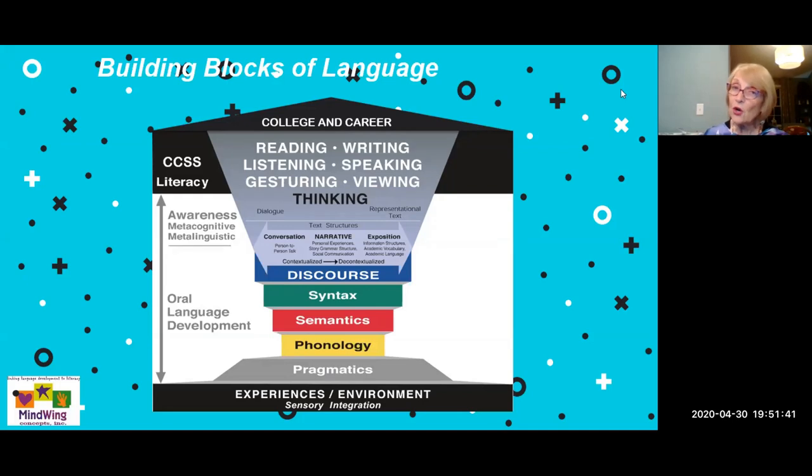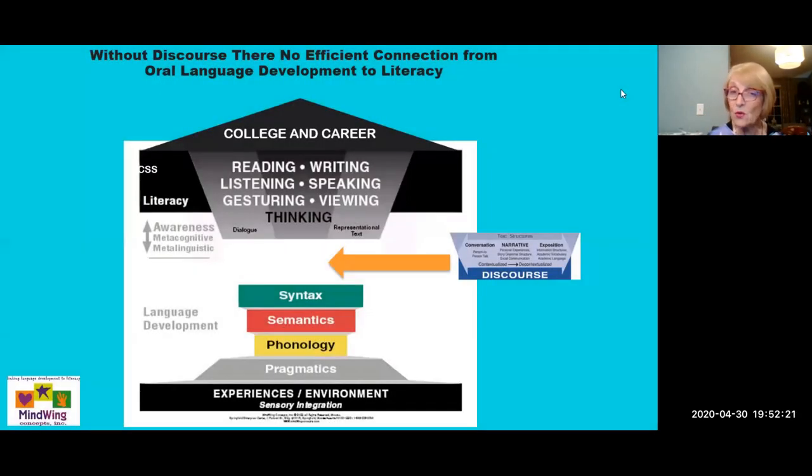So I often show these building blocks of language as a beginning slide in any presentation I give. It shows that oral language is the foundation for literacy. And the components of oral language, the pragmatics of the situation, the phonology, the semantics, the syntax, or the word order in sentences, all combine at discourse. So the discourse level is kind of the intersection between oral language and thought. And without that discourse level, there's not a great connection to literacy.